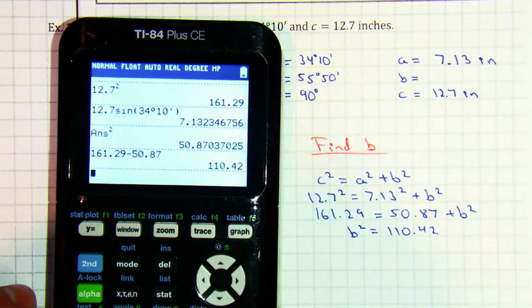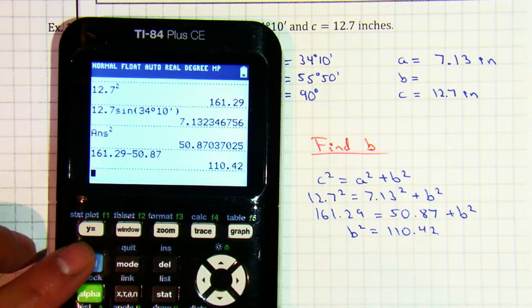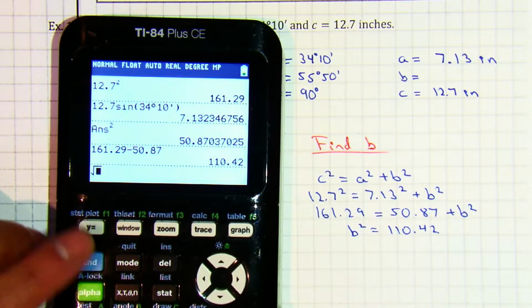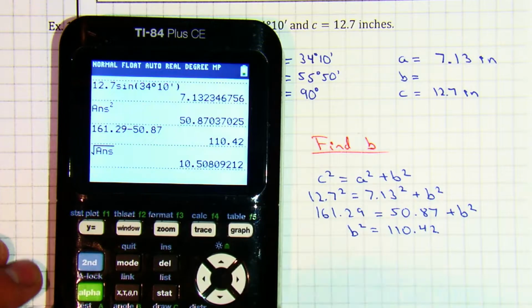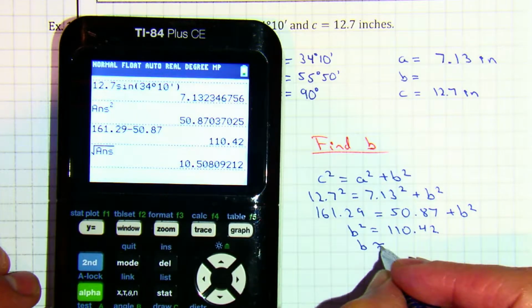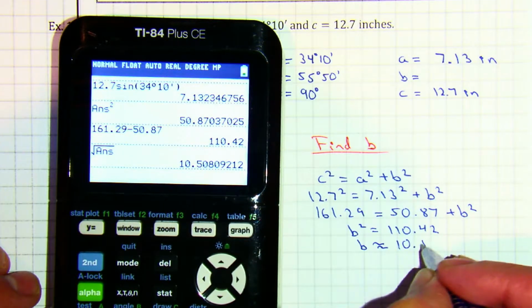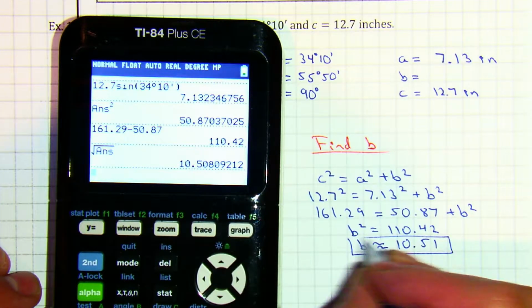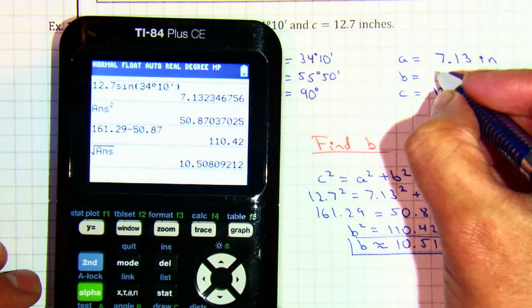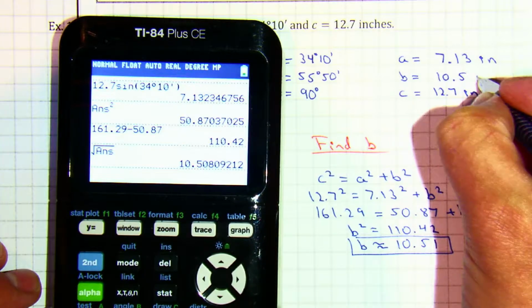I'm going to take the square root of my answer. And that gives me b is approximately 10.51 or 10.5. Only that's 10.5 inches.